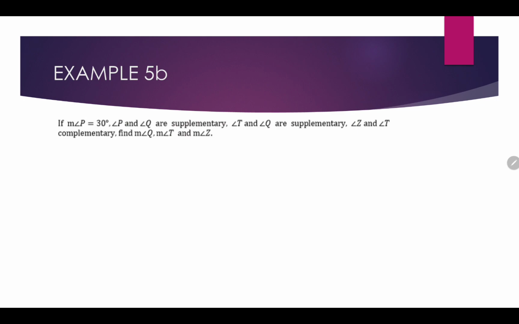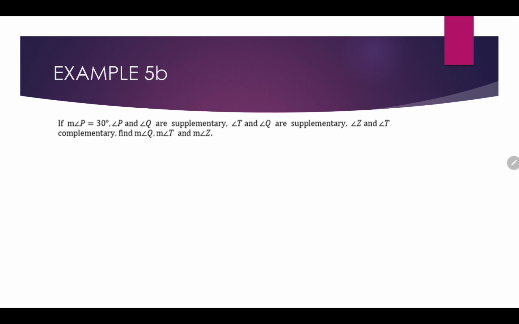In 5B, you are given the measurement of P equals 30 degrees, and we know that P and Q are supplementary. T and Q are supplementary. Z and T are complementary. So, find the measurement of Q, measurement of T, and measurement of Z.